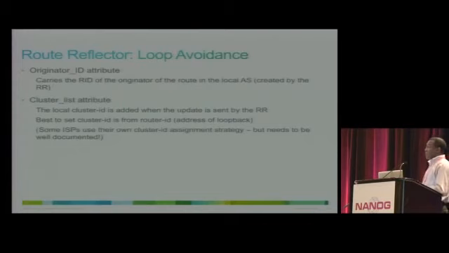Route reflector uses originator ID for loop prevention. So if a route reflector sees its own ID within an IBGP update, it knows that it was originated by itself, so it will drop it. So that's how the loop avoidance works.